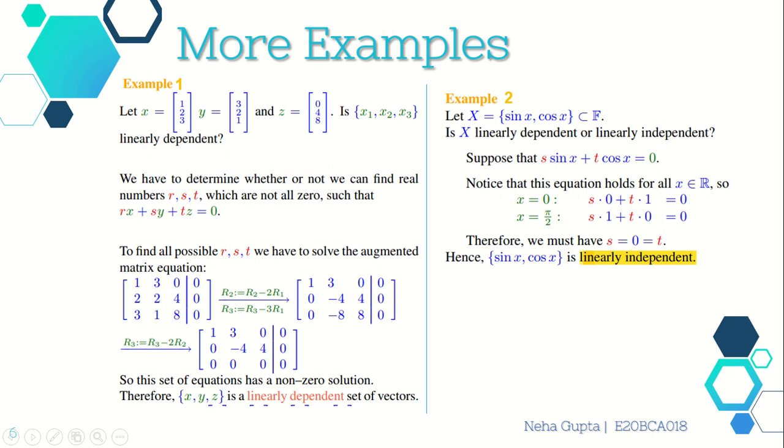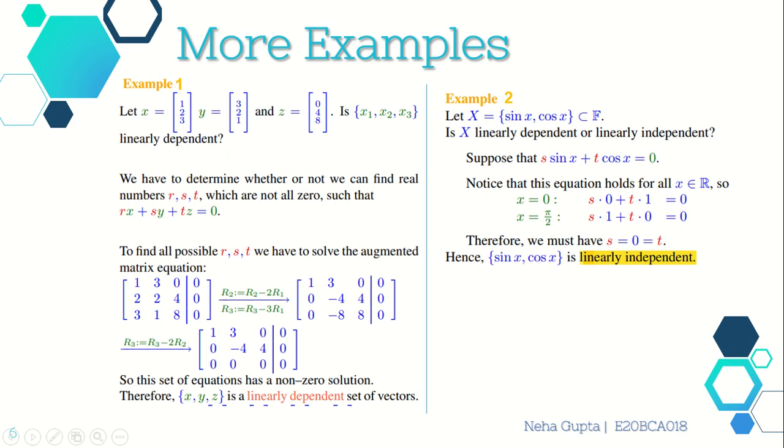And then we form the augmented matrix. When we solve the augmented matrix, it will give us rows 1 3 0, 0 minus 4 4, and 0 0 0. If we look at the augmented matrix, its rank will be 2. The rank is 2, and also this system of equations has a non-zero solution. Therefore x, y, z is a linearly dependent set of vectors, or we can also justify it with the rank.